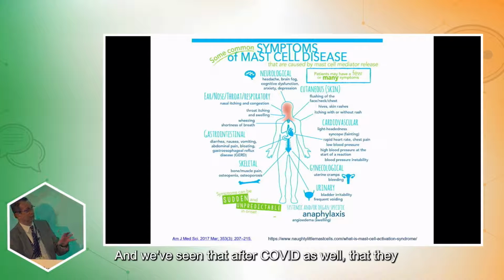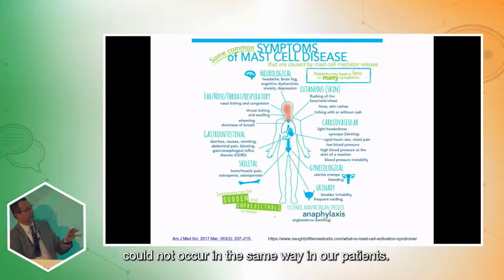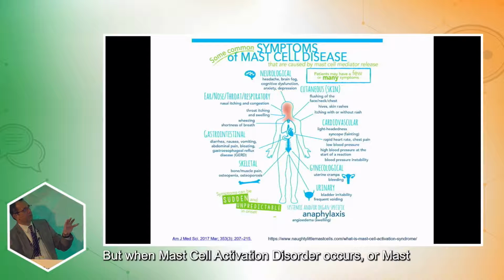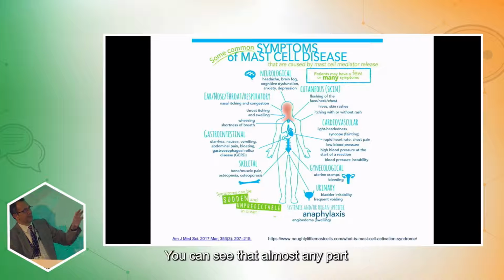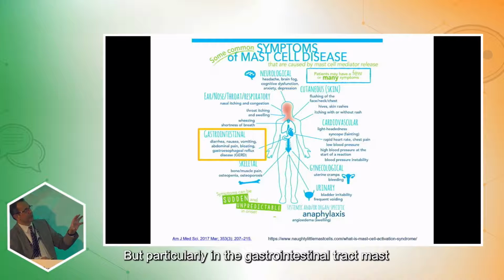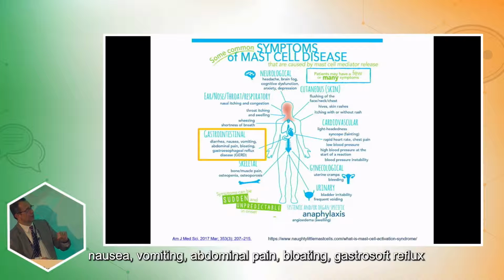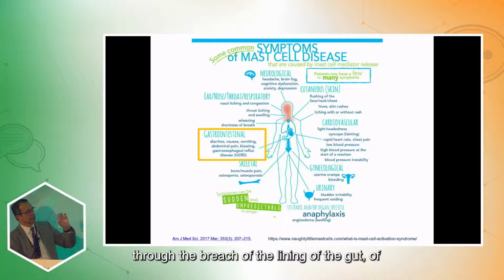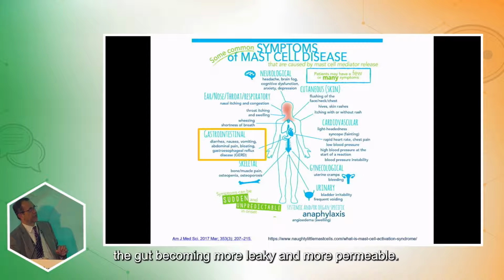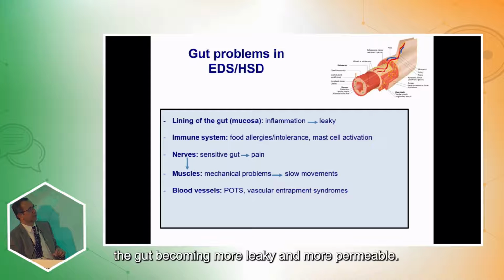And we've seen that after COVID as well, that they could occur in the same way in our patients. But when mast cell activation disorder occurs, or mast cell activation syndrome occurs, where the syndrome would mean that there are multisystemic effects, you can see that almost any part of the body can be affected. But particularly in the gastrointestinal tract, the mediators released by mast cells can cause diarrhea, nausea, vomiting, abdominal pain, bloating, gastroesophageal reflux disease, and so on. So you can see how this system could work just through the breach of the lining of the gut becoming more leaky and more permeable.